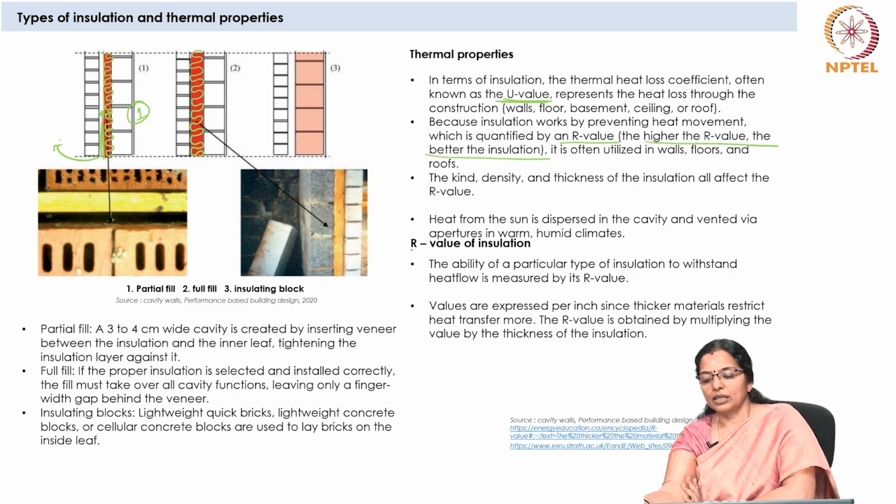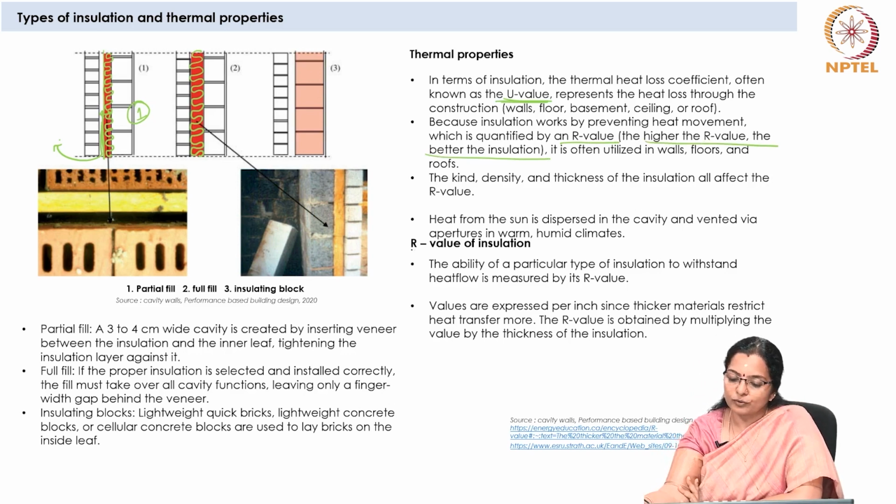This is often utilized in walls, roofs and floors. The type of insulation, the density of insulation and the thickness of the insulation, all of these affect the R value. Heat from the sun is dispersed in the cavity and vented through apertures in warm humid climate.